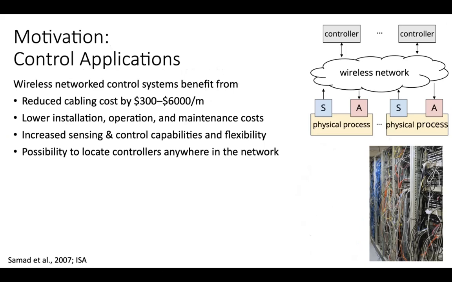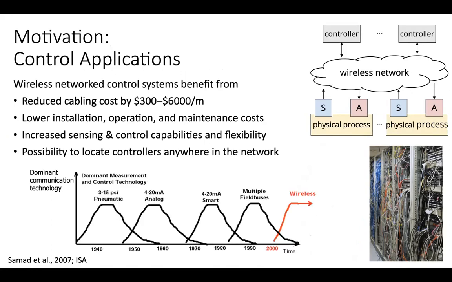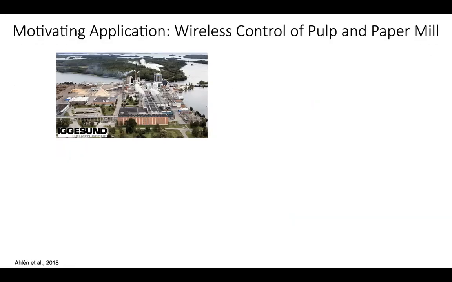There is also a strong pull from the control application viewpoint. In industrial automation, there are still a lot of control loops which are closed over wired networks, and by making them wireless, we have great possibilities to save cost and to improve these processes. So let's make it a little bit concrete what we mean by these processes.